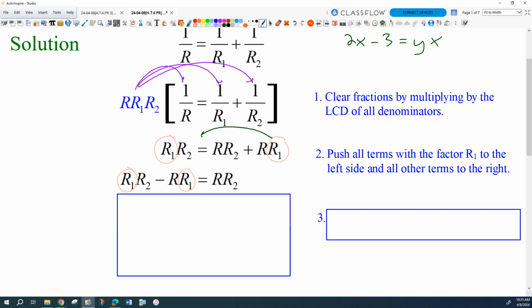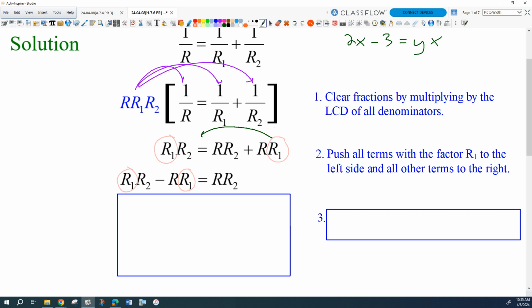How am I going to get an R1 out of that side? Somehow, algebraically, I've got to get an R1 by itself on the left side that I could isolate. How can I go from this expression where I've got an R1 in both of those two terms to an expression on the left side where I've only got a single R1 that I can point to so I can isolate it? I could factor it out, couldn't I? Everybody see that?